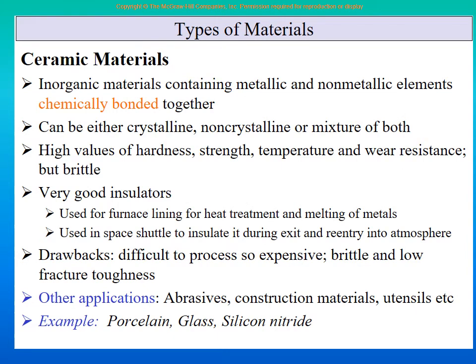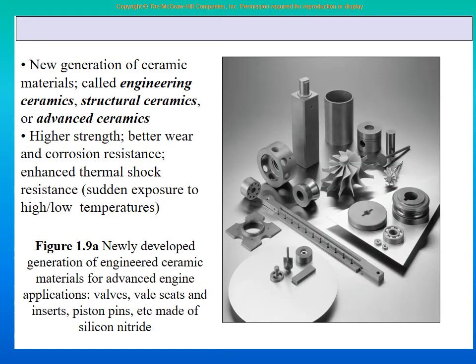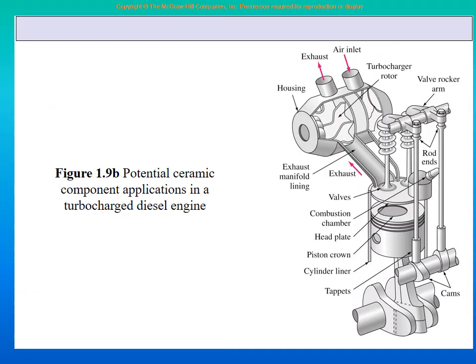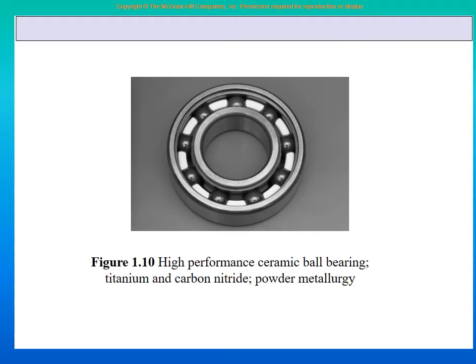The third category of materials is known as ceramics: chemical bonding of metal to non-metal, their properties, their applications. Then more modern ceramics known as engineering or structural or advanced ceramics. An example of a future automobile engine which is turbocharged for very high performance, where ceramic materials can be used for a very long time reliably. A future ball bearing, something which is used very commonly, but if the balls are made of ceramic materials, then their performance and life will be very high.